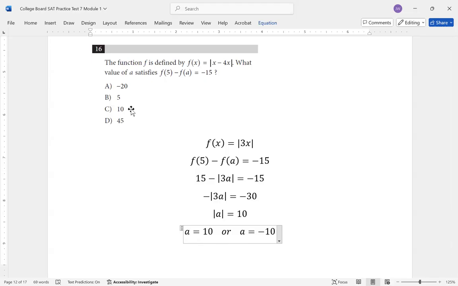By the way, this is not the only way you could have solved this. You could have just plugged in these numbers and seen what f of those numbers become and see if f of 5 minus those numbers equal negative 15. So there you go. C, 10 is the correct answer.